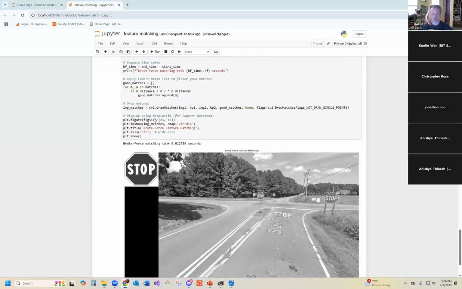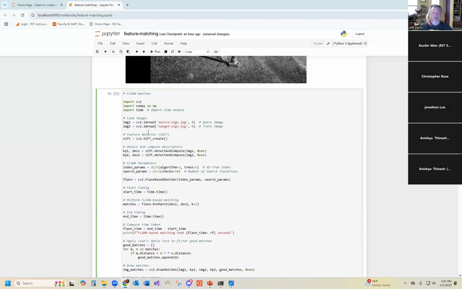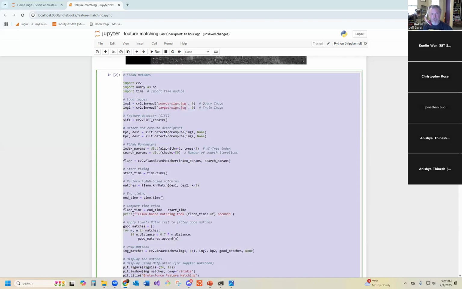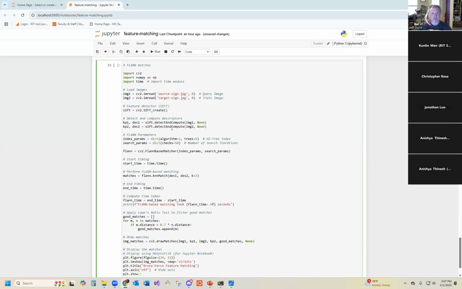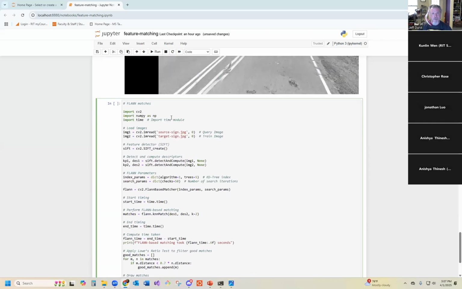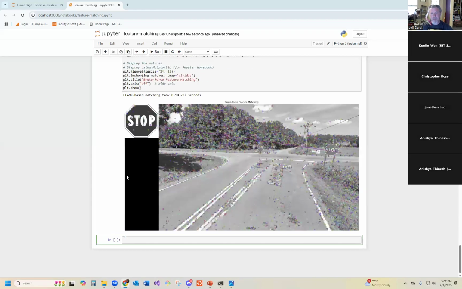And I can just copy paste this and see how the FLANN runs on the complicated thing. And you can see that much like last time, our better, faster algorithm ran slower, and the output looks awesome.